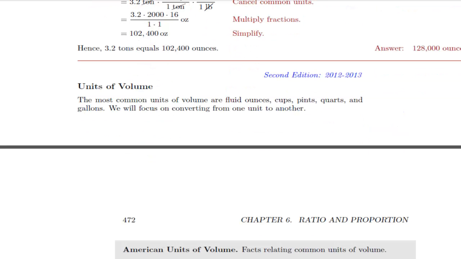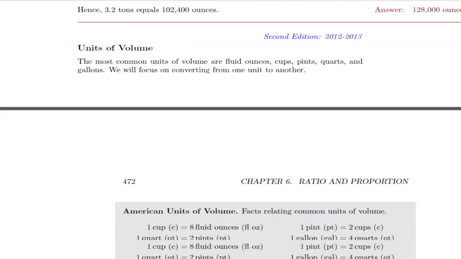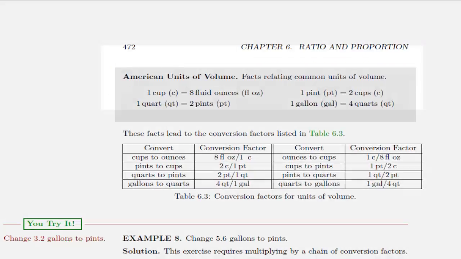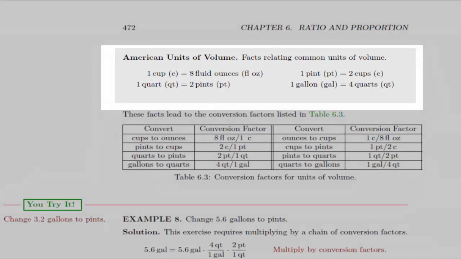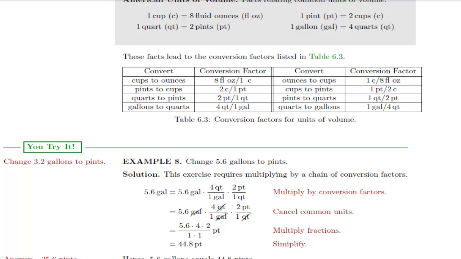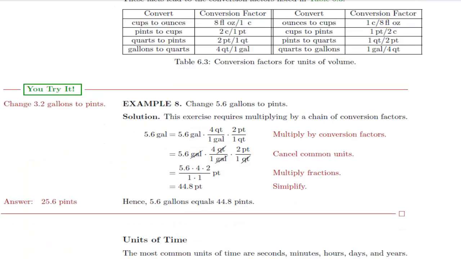Units of volume. The most common units of volume are fluid ounces, cups, pints, quarts, and gallons. We focus on converting from one unit to another. American units of volume. Facts relating common units of volume. 1 cup equals 8 fluid ounces, 1 pint equals 2 cups, 1 quart equals 2 pints, and 1 gallon equals 4 quarts. These facts lead to the conversion factors listed in Table 6.3. Example 8. Change 5.6 gallons to pints.